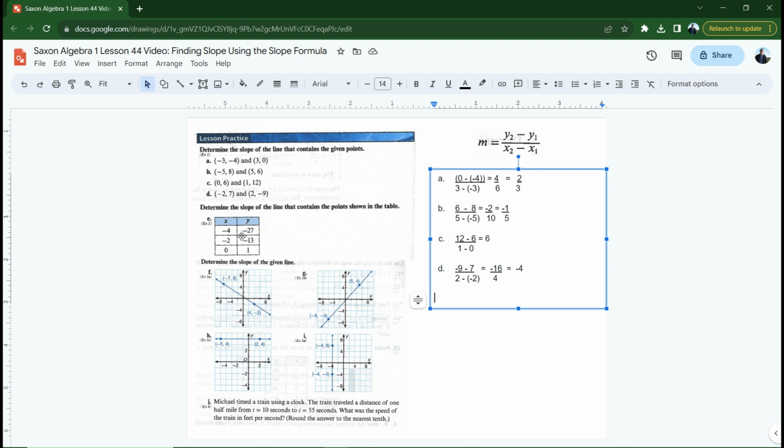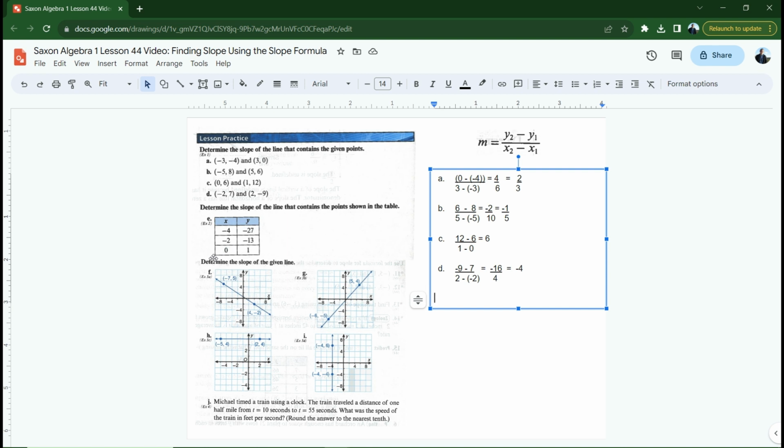But what about E? What do we do when we have a table? Well, we just treat this as if it's 3 XY coordinate pairs. And how many XY coordinate pairs do we need to determine slope? We don't even need 3. We just need 2 coordinate pairs. So I'm just going to select 2 of these. I'm going to select negative 2, negative 13, and 0, 1, because I think those are going to be the easiest ones to deal with.